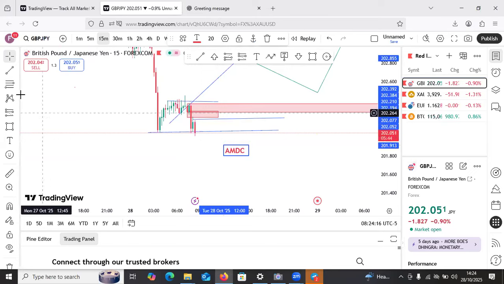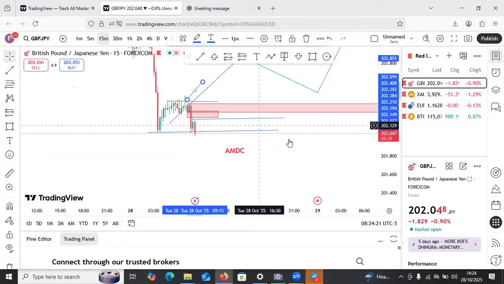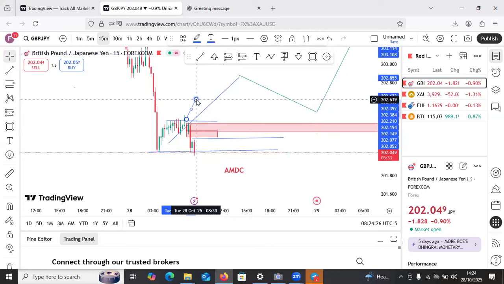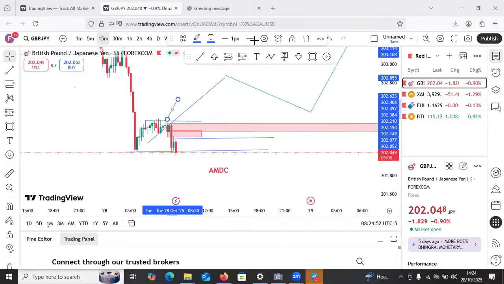Why? Because if you look at this low and high now, if I ask this question: is this a protected high or low? Is this high protected? Yes or no? Is that a protected high? What is this AMDC? I've told you: accumulation, manipulation, distribution, continuation.